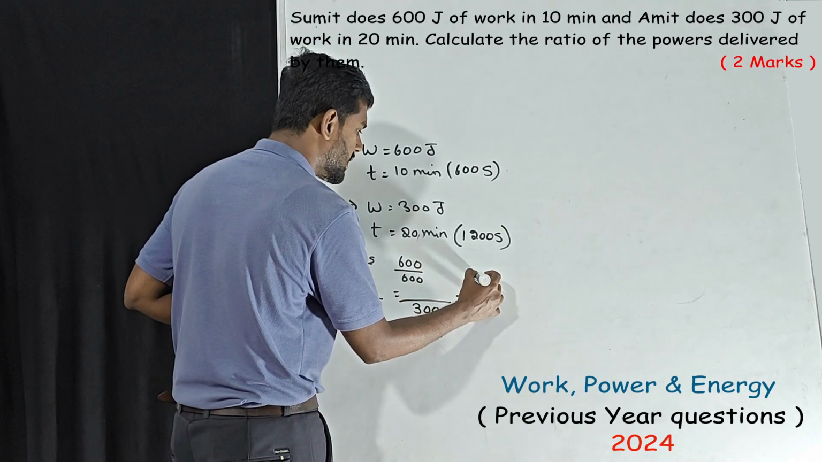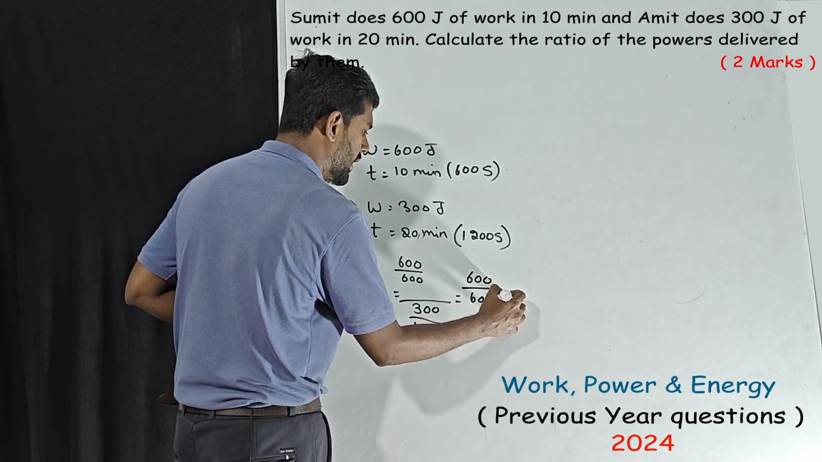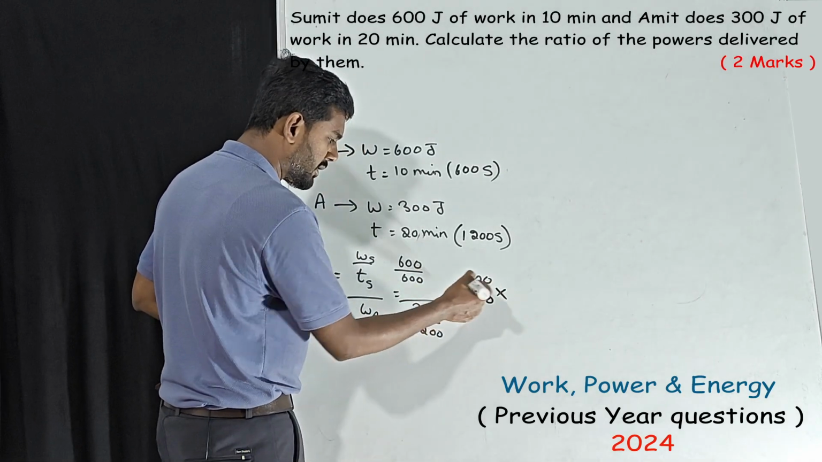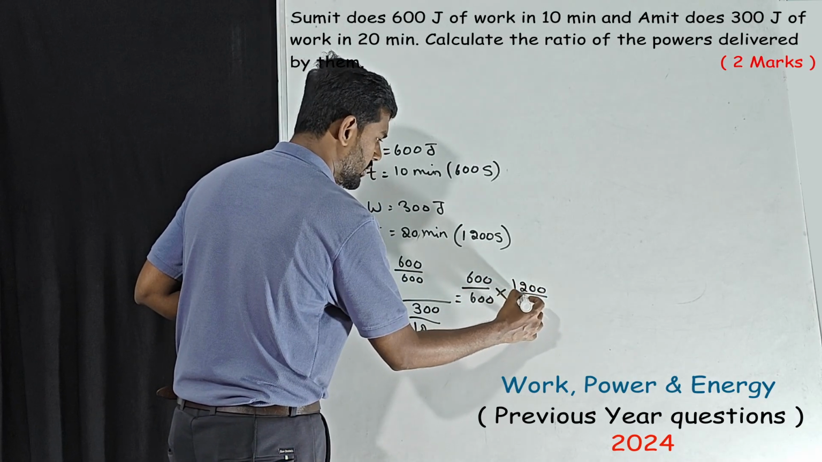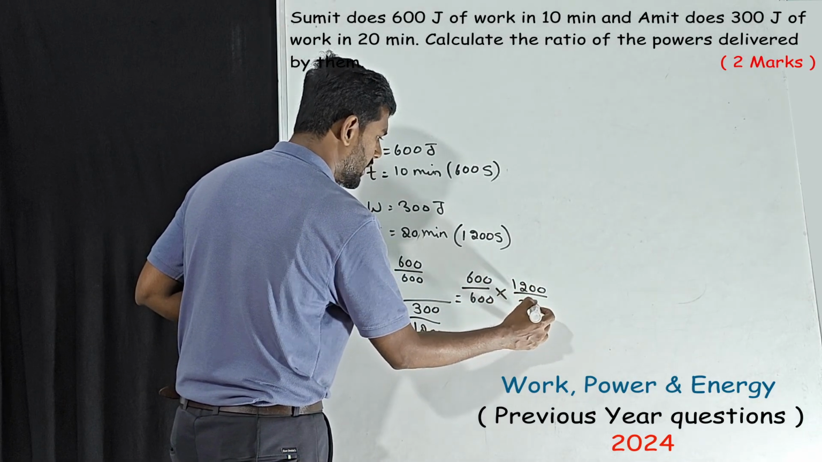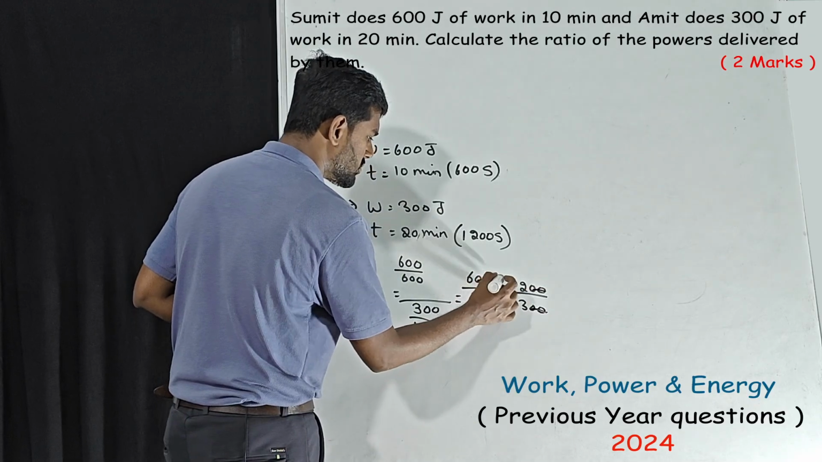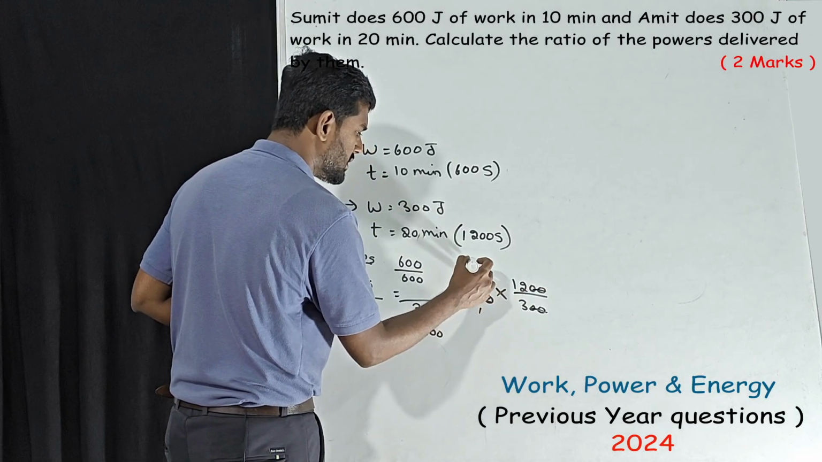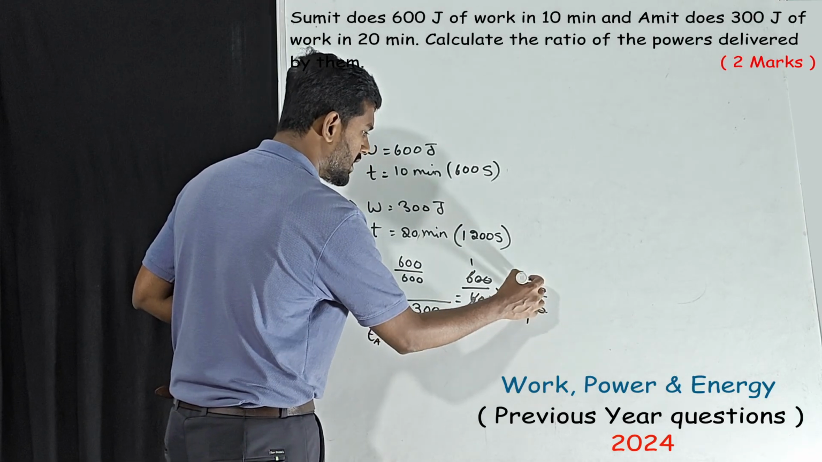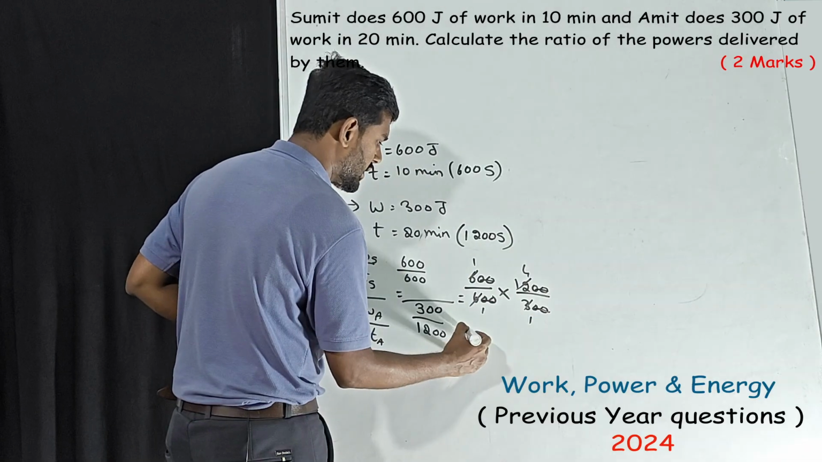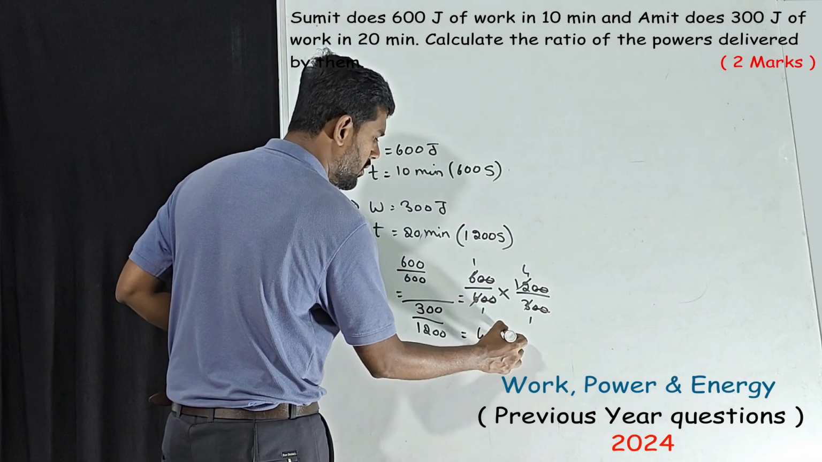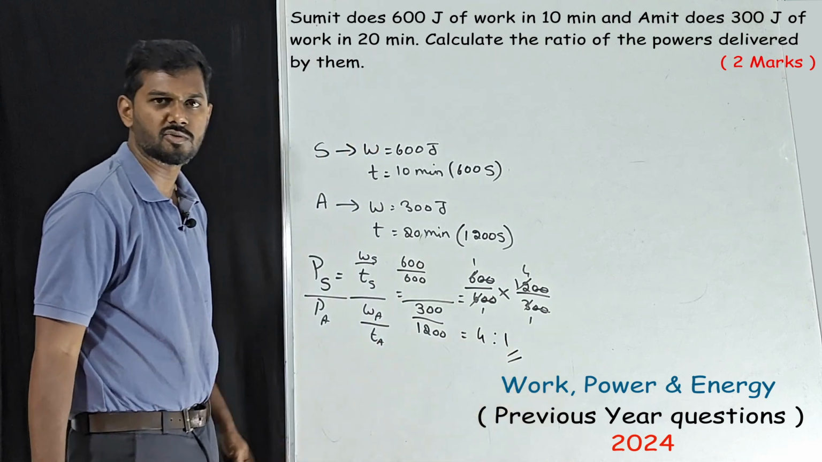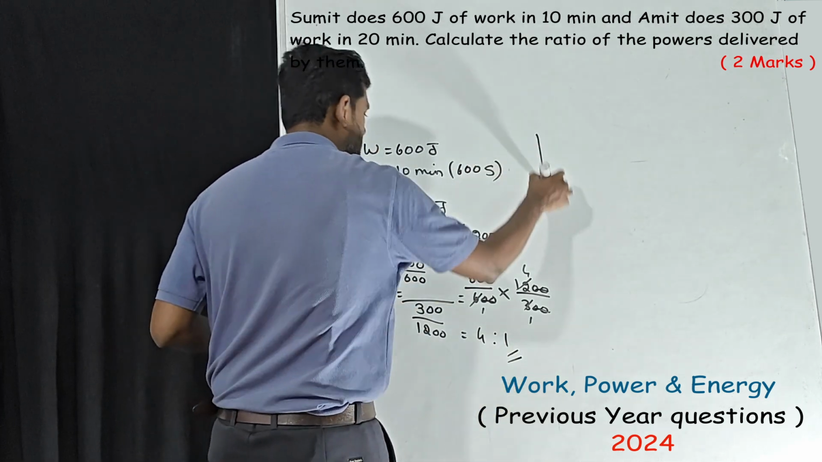So this one, 600 by 600, instead of division we'll go for multiplication, then we have to take the reciprocal. So 1200 by 300, 0 zeros, 2 zeros, 2 zeros. See, 6 ones are 6, ones are, then 3 ones are 3, fours are. So the answer is, see, on the numerator we have 4, denominator we have 1. So the answer is 4:1. Once we got this, this is our final answer.